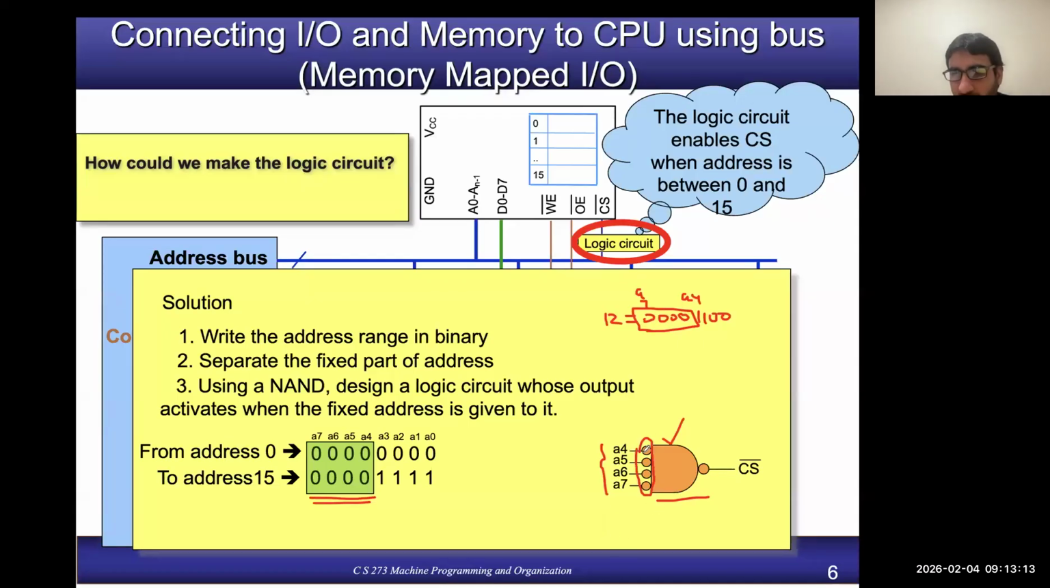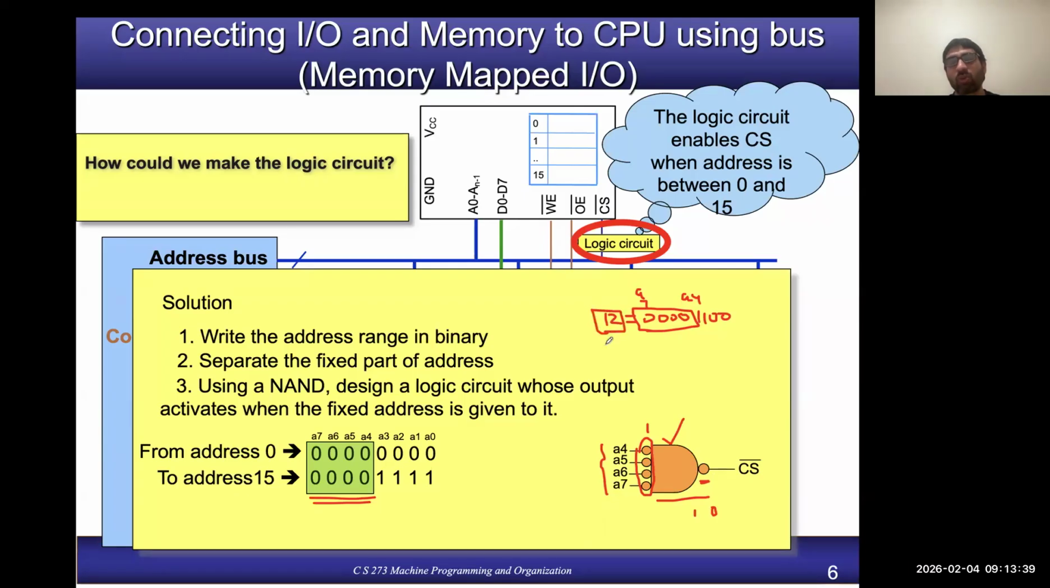So what will happen? After the complement of A4 and the others, all of them will become 1. When all 4 inputs are 1, the output of the AND gate will be 1. But remember, on the output we again have a bubble, which means complement, so it will become 0. So our chip will be selected. Why? Because our address was within the range, 12.